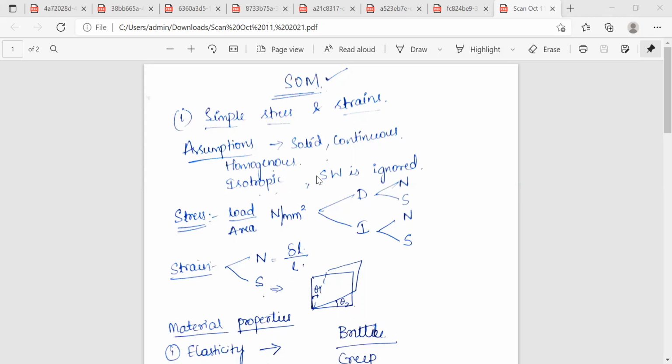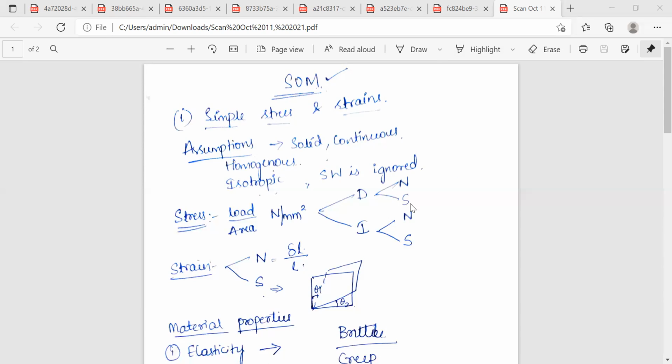So the first concept, the first definition, is stress. Stress is nothing but the resisting force per unit area. The external force per unit area is pressure. Stress is equal to force per unit area. So the SI unit can be Newton per meter square or Newton per mm square.